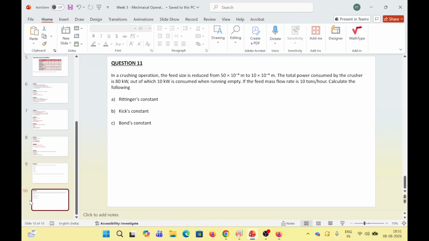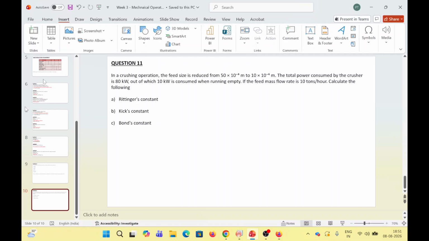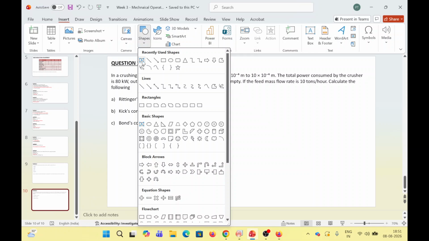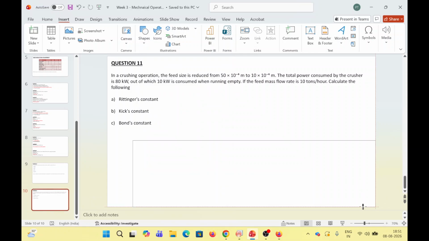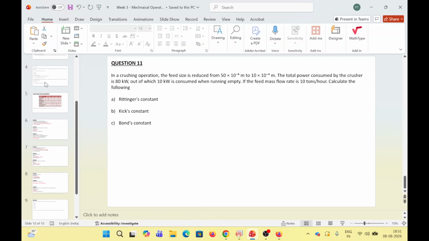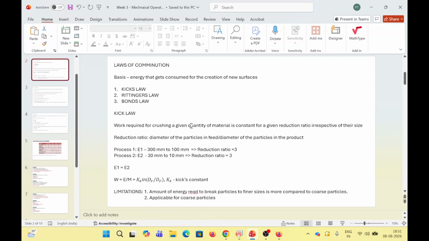So, as I said, you can take this power consumed and the energy alternatively. So, let's first solve for Kick's constant, then you can try solving for Rittinger's and Bond's constant. I'll take out the expression from here.